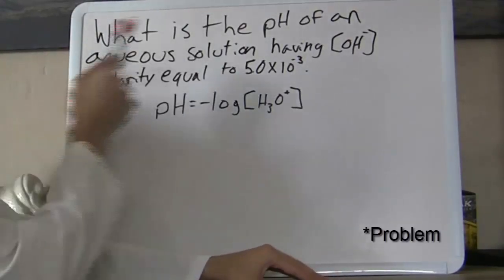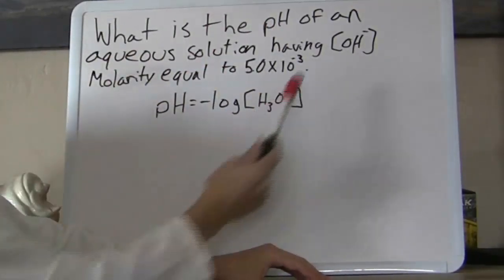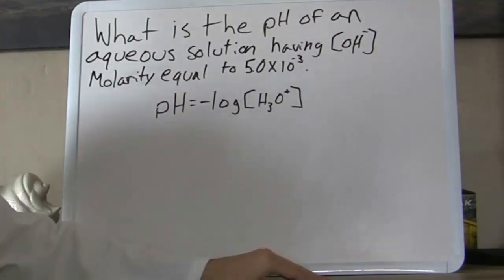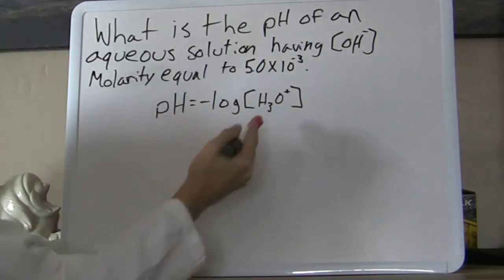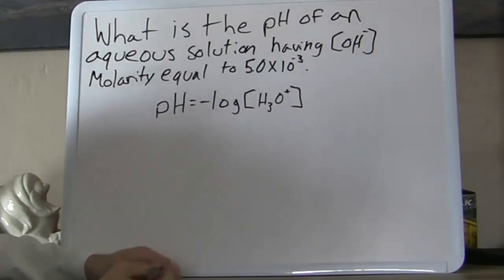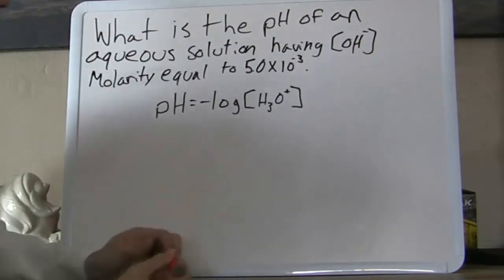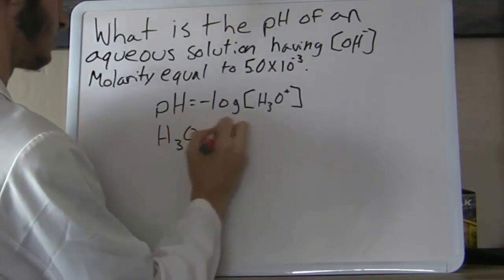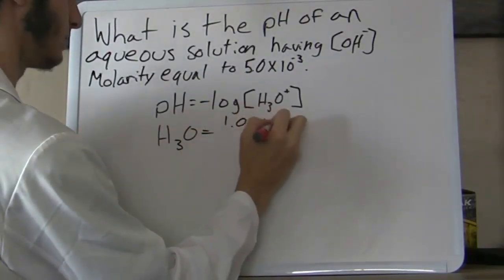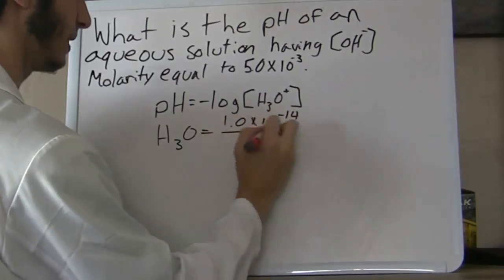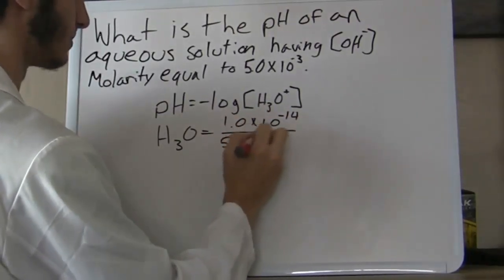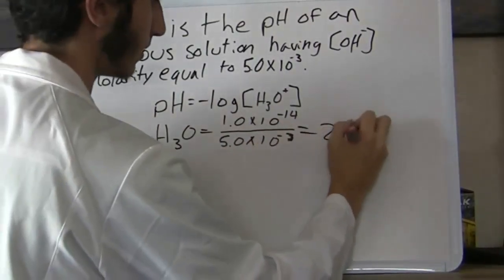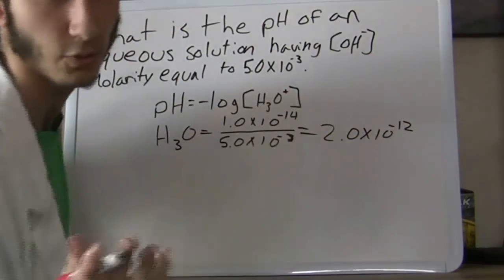The question states, what is the pH of an aqueous solution having a hydroxide molarity equal to 5.0 times 10 to the negative third? Well, remembering the original equation of pH equals the negative log of your hydronium concentration, we have to determine what our hydronium concentration is. Using that equation, H3O is equal to 1.0 times 10 to the negative 14th. We have to divide that by 5.0 times 10 to the negative 3, which is equal to 2.0 times 10 to the negative 12. Quick maths.